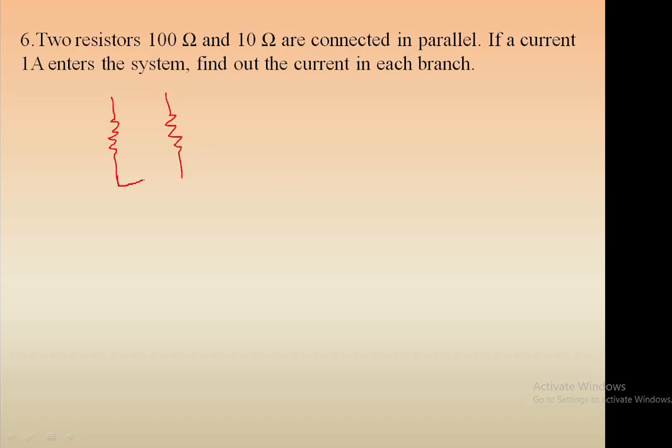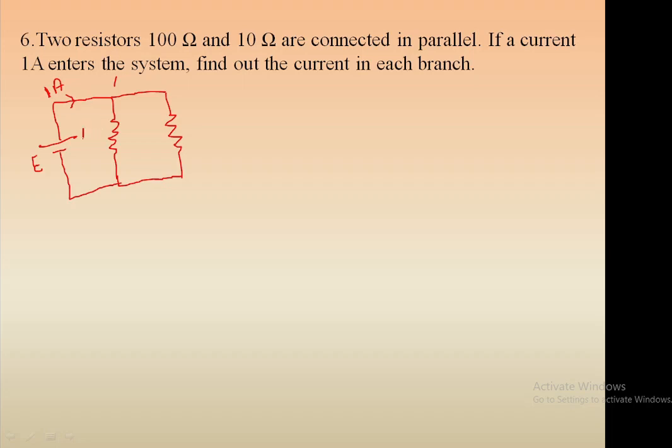They are in parallel combination, and this parallel combination, here 1 ampere current enters the system. That means this parallel combination is connected to a source of EMF. That is, let's connect to a source of EMF of E volt, and the current from that source, that is the main current, is 1 ampere. It enters the system, and it is split into the two branches.